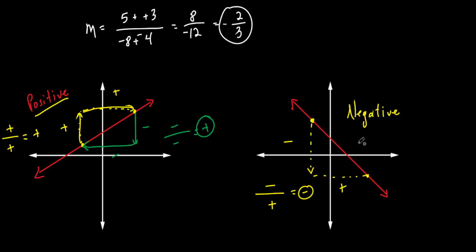Same thing here. Watch. What if I wanted to go from the bottom one to the top one? What would I do first? Well, I went up. That's positive. But then what did I do? I went to the left, which is negative. Rise over run, positive over negative is still what? Negative. We good with that?